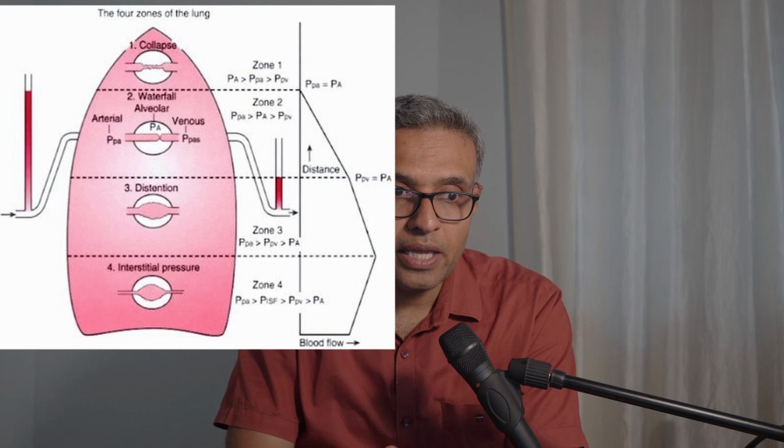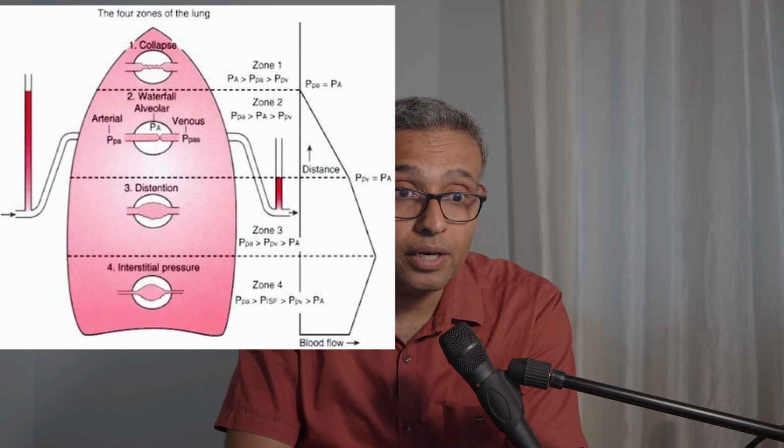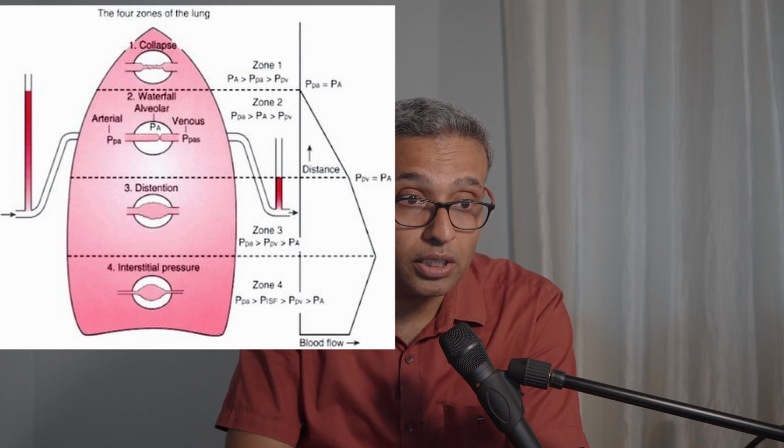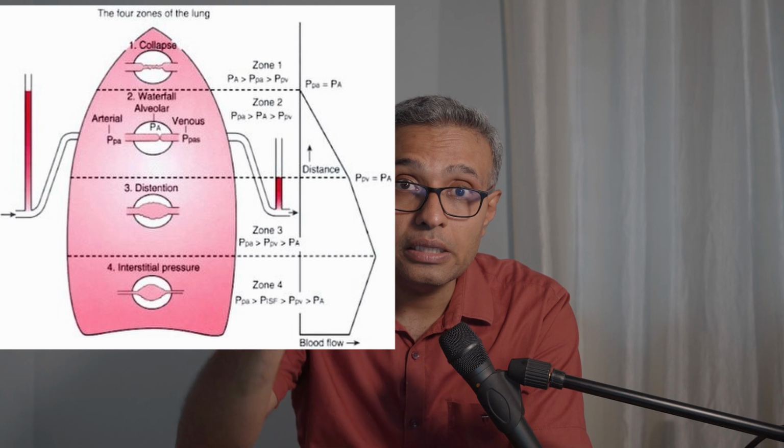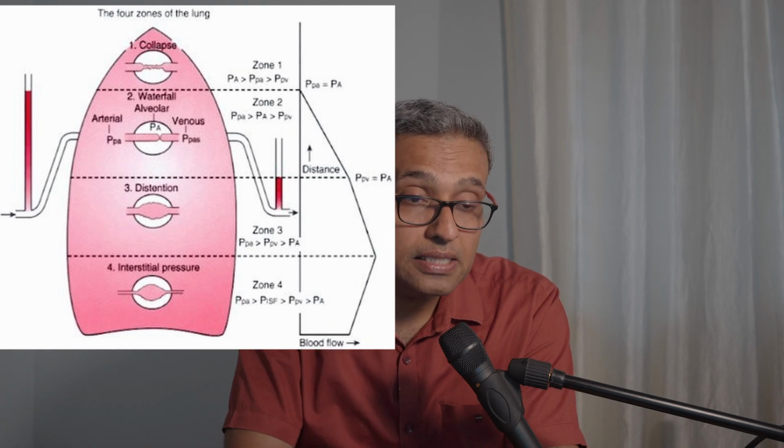Zone 1 is the apex of the lung, where the alveolar pressure, arterial pressure, and the venous pressure are in decreasing order. This results in limited or no blood flow because the capillaries are compressed by the higher alveolar pressure. It can occur in conditions like low blood pressure or positive pressure ventilation.